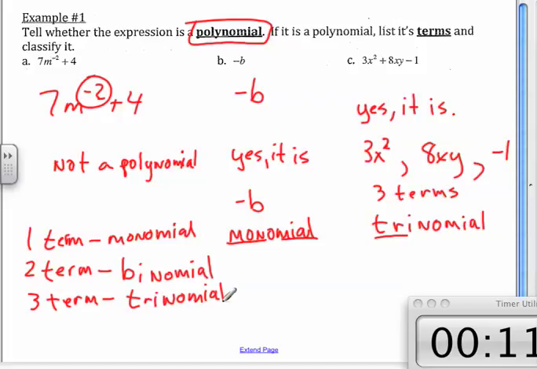All right? So I think we've learned some stuff in here, yes? And this was more of a note-taking example. All right? Polynomials, all the exponents are going to be positive. Yes? We can list the terms because they're separated by pluses and minuses. 3x squared, positive 8xy, negative 1. Those are the 3 terms. Okay? And then, based on the number of terms, we can give it a name. A monomial, a binomial, a trinomial, a polynomial, if it's more than 3. All right? Good job, guys. Let's look at the next example.